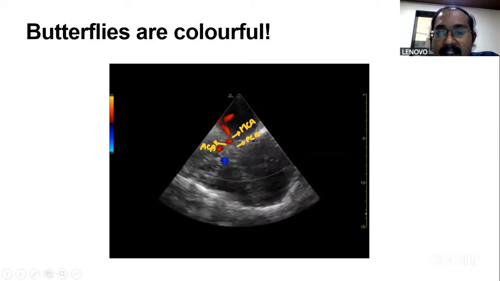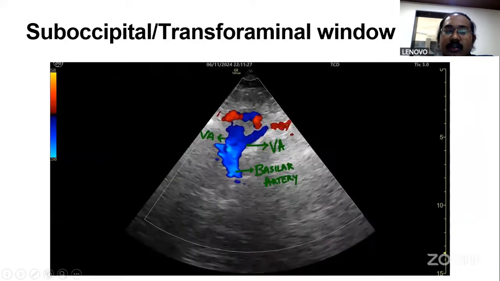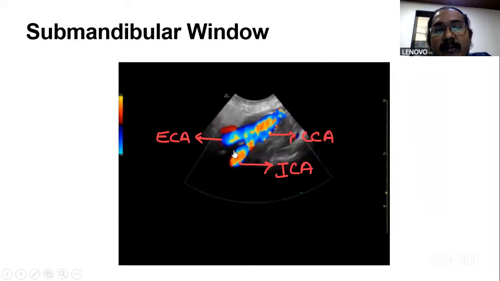Moving on to the next one. If we do a foraminal window, we get the vertebral artery and basilar artery. As we have discussed, one vertebral artery and another vertebral artery together join to form a basilar artery. Now this is a submandibular window.